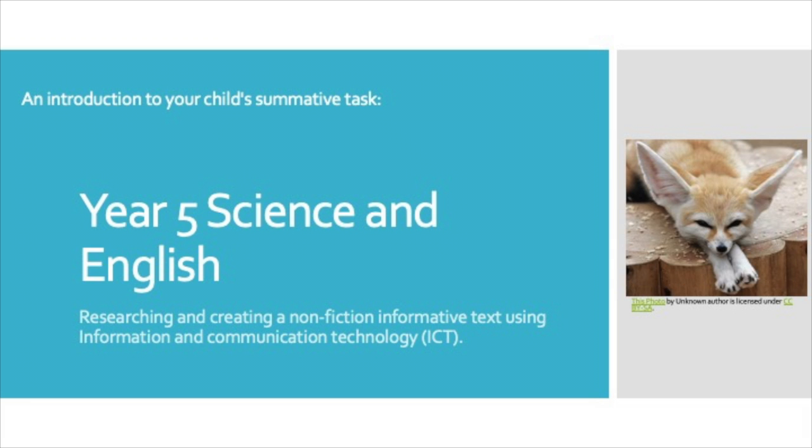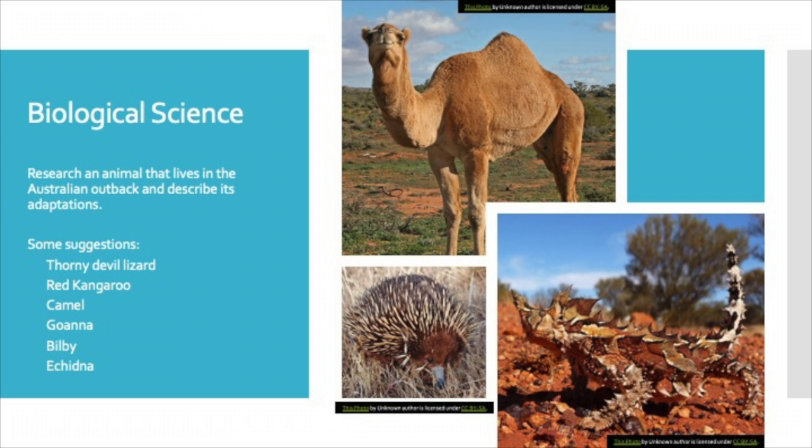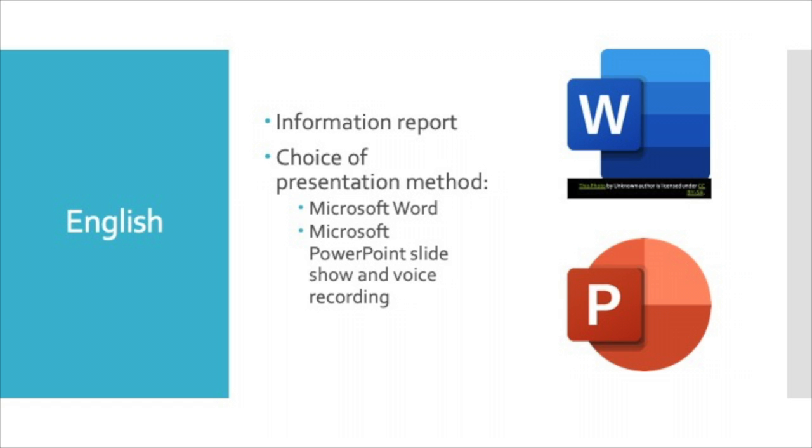And in English, we've been focusing on writing non-fiction informative texts through learning about their structure, language features, and using appropriate images. This task will involve students researching an animal that lives in the Australian outback and the adaptations the animal has to survive in the environment. Students will use this research to create an information report describing how adaptations help the animal survive. An information report structure will need to be used to present information and will include appropriate images where necessary.